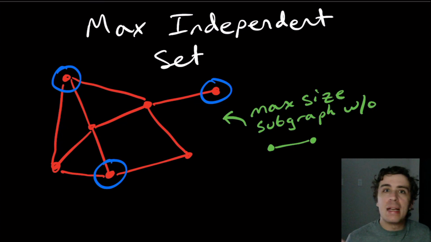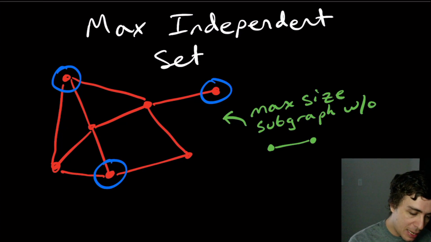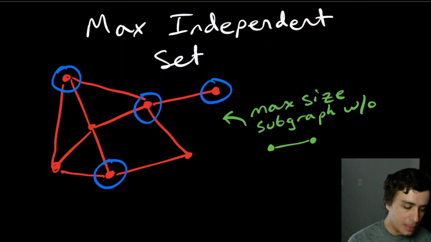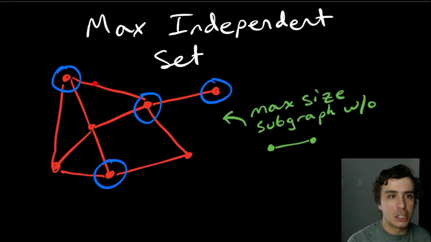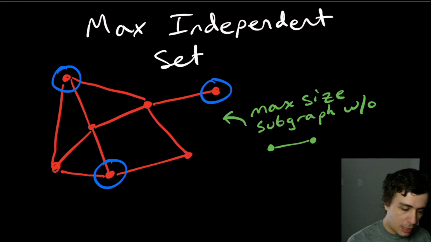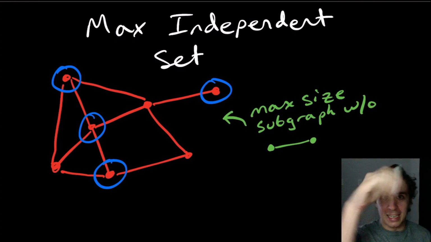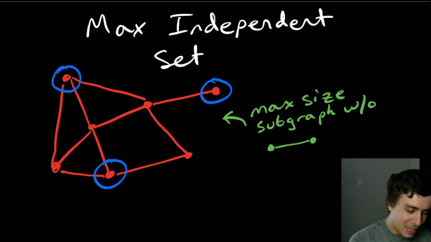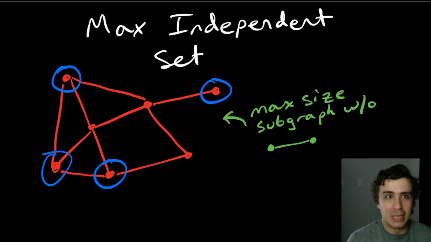It may or may not be the maximum size one, but it is an independent set nonetheless. There's no direct connection between the vertices. So suppose that I wanted to add, let's say, that vertex in, then there's a direct connection between these, and so it's not an independent set anymore. If I tried to add that vertex, then there's obviously a connection. This one has 2 direct connections, which is even worse. And so does this one, which is not good.